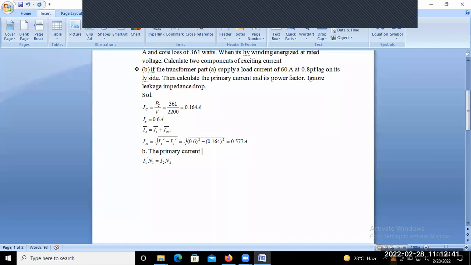Primary current component required to neutralize the effect of secondary current I2. That means, okay, required to neutralize the effect of secondary current.